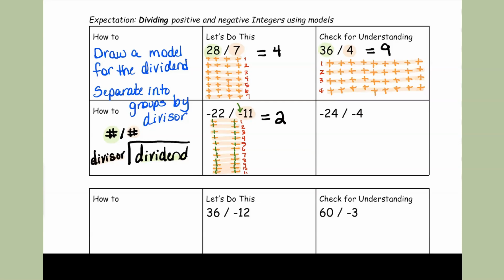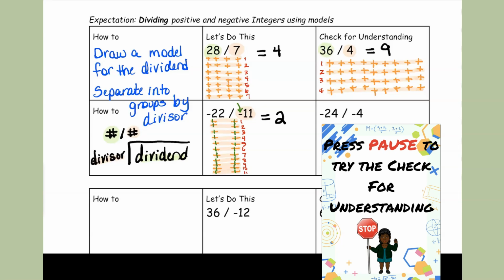Now I want you to try that on this check for understanding. So go ahead and hit pause and try this one on your own before I show you how to work this one out.